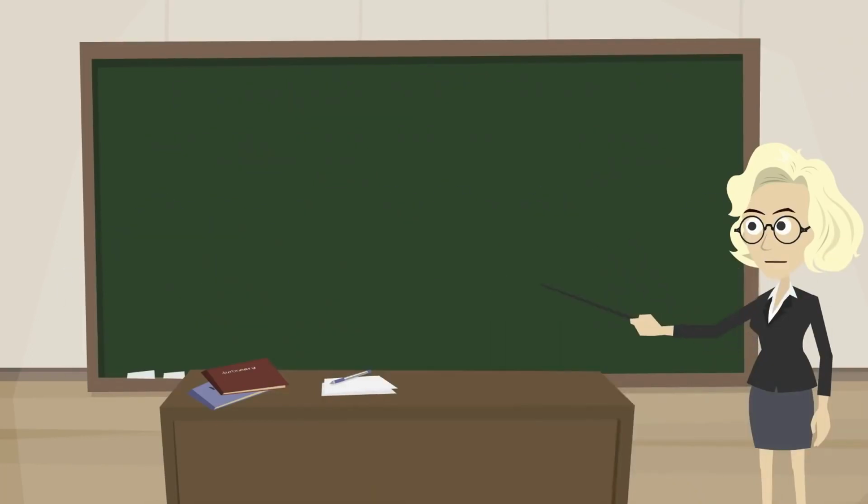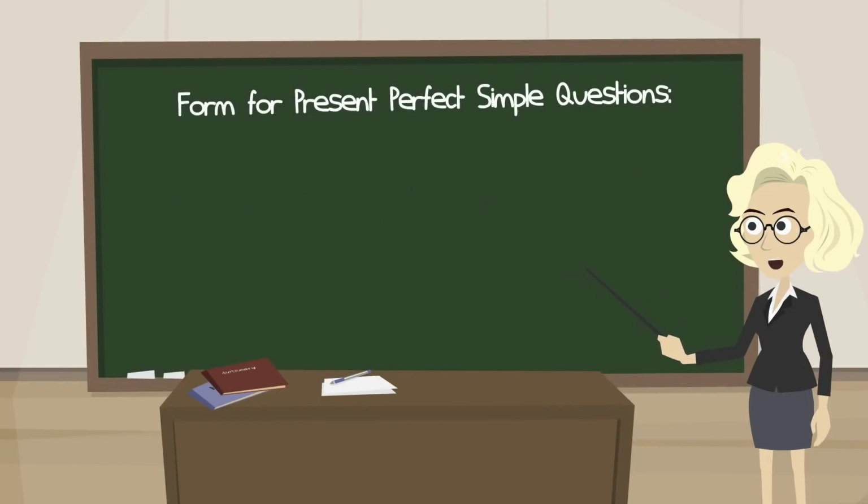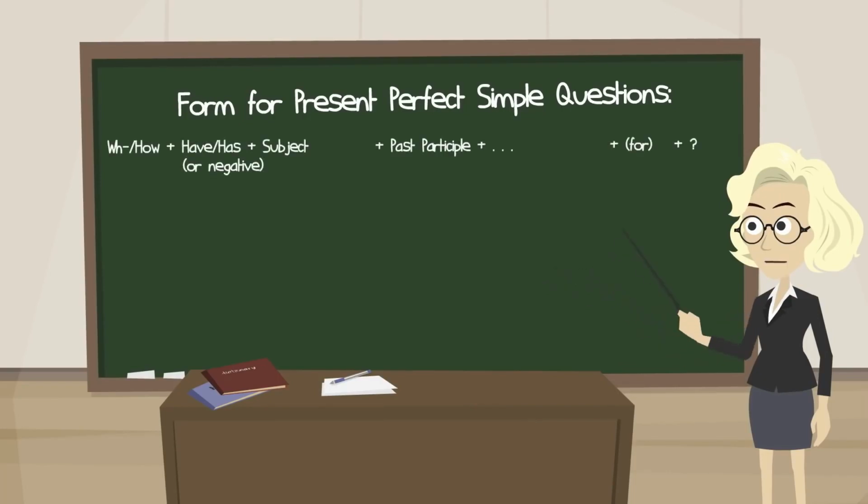Now let's have a look at the form for present perfect simple questions. For open questions, the form is WH or how question word plus have, has or their negative form plus the subject plus past participle plus whatever you want to say plus for. Now the for is optional.